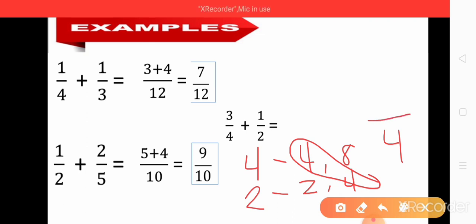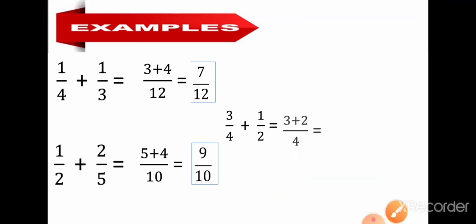4 divided by the denominator, which is 4, will give you 1. 1 times the numerator, which is 3, will give you 3. Then yung operation is addition. So 4 divided by denominator 2 will give you 2. Then multiply sa numerator na 1 will give you 2. So we have 3 plus 2 over 4. Then 3 plus 2 will give you 5. Then copy the denominator, which is 4.